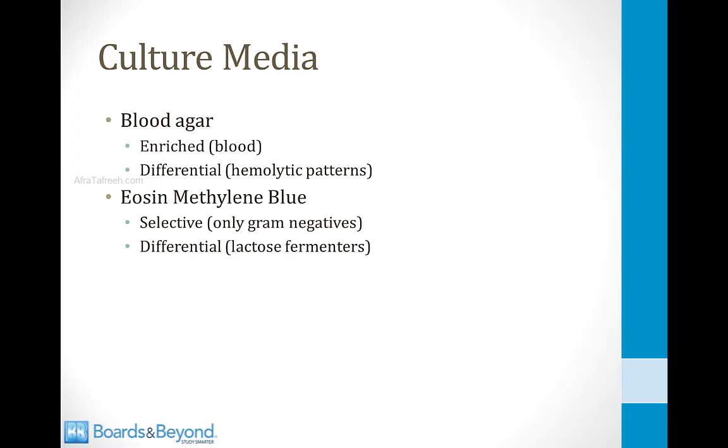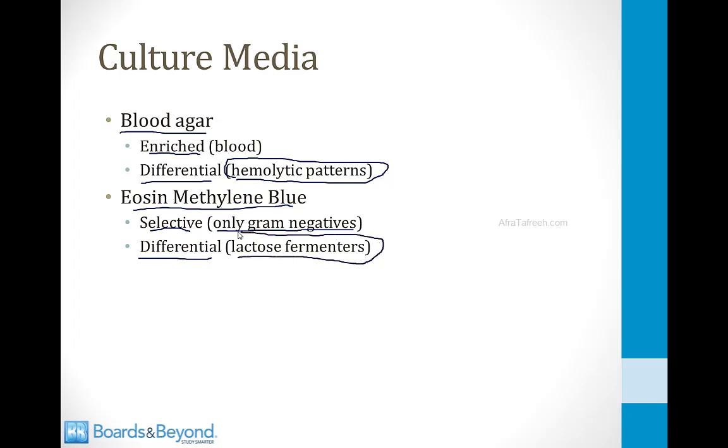And you should know that some media can be described with more than one term. So for example, blood agar is enriched because blood is added to the culture medium, and it's also differential because bacteria show differential hemolytic patterns to help us identify them. Another example is eosin methylene blue. This is a selective media because only gram-negatives will grow. It's also differential because bacteria that ferment lactose show a different pattern than bacteria that cannot ferment lactose.